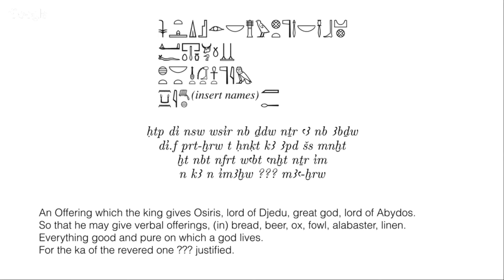And what it says is an offering which the king gives Osiris, Lord of Jedu, great God, Lord of Abydos, so that he may give verbal offerings in bread, beer, ox, fowl, alabaster, linen, everything good and pure on which a God lives, for the ka of the revered one, the ancestors justified.